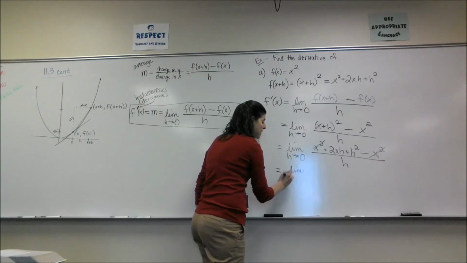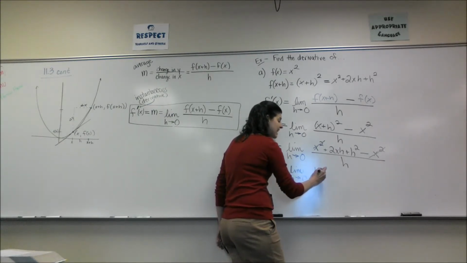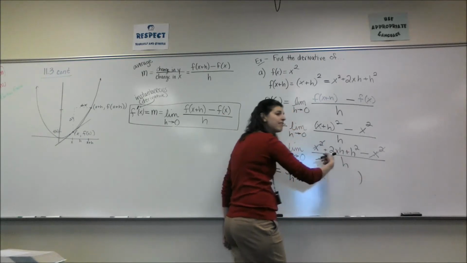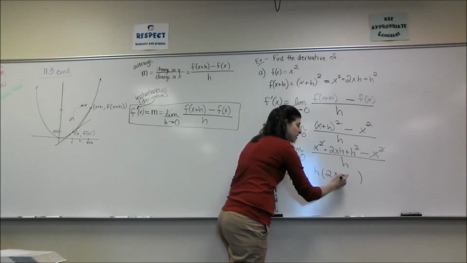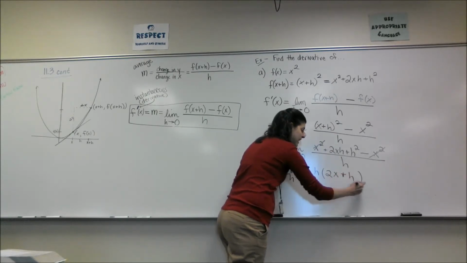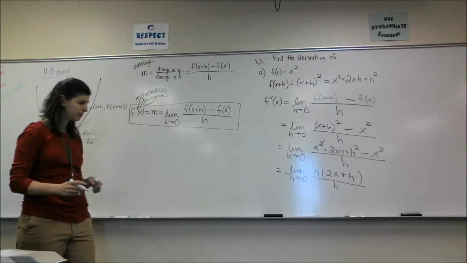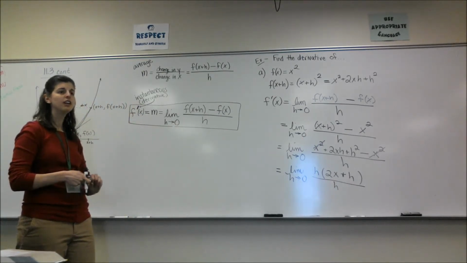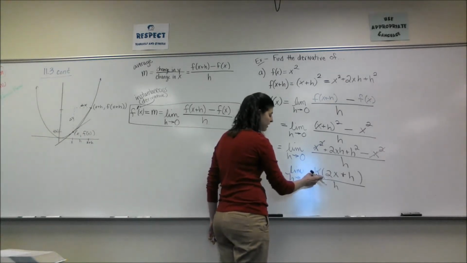That will allow me then to have the limit as h approaches 0 of, I can take an h out of everything that's left in the top. Let me do that with you. So that gives me 2x plus h when I factor out an h from the top. And it's still all over h. What happens? The h's go away. That's the magic right there.